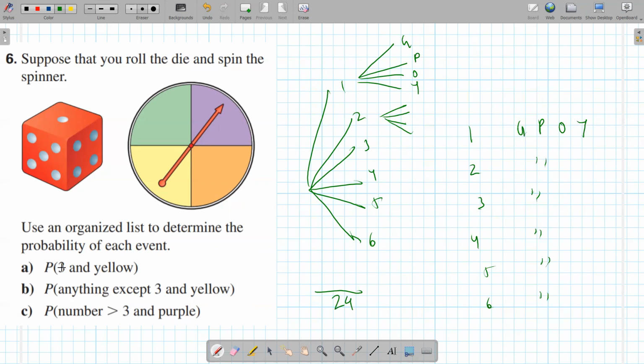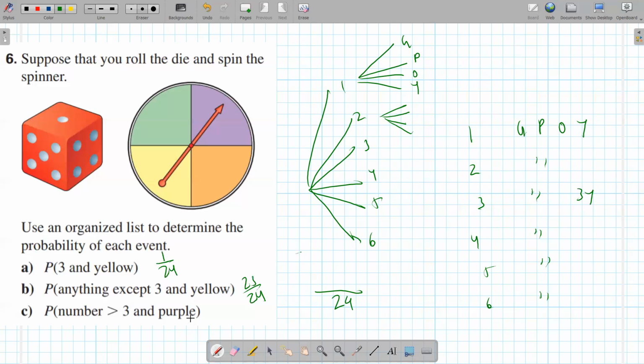Let's answer the questions. 3 and yellow. So what's the probability? How many outcomes with 3 and Y? Just 1. Just 1, yes. So that's the answer to A, just 1 out of 24. Let's look at B. Anything except 3 and yellow. So 23 out of 24. Yes, 23 out of 24.